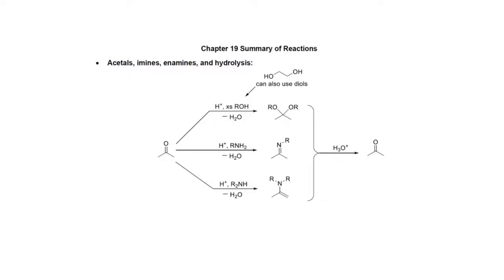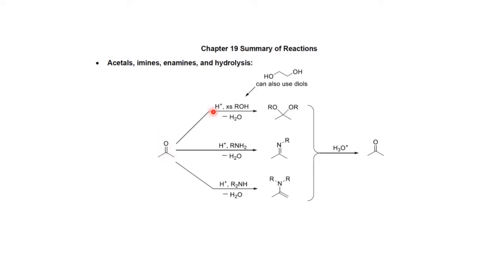On Canvas, I've posted a summary of the reactions from chapter 19. So I've broken it down into things that are related to one another. So acetals, imines, and enamines can all be formed from aldehydes or ketones using these different reaction conditions. So I showed an example of starting out with a ketone.